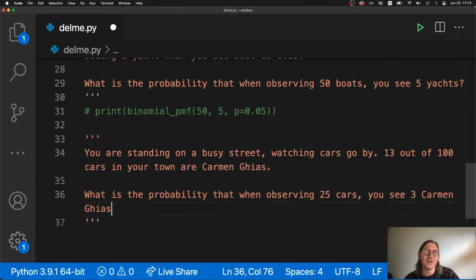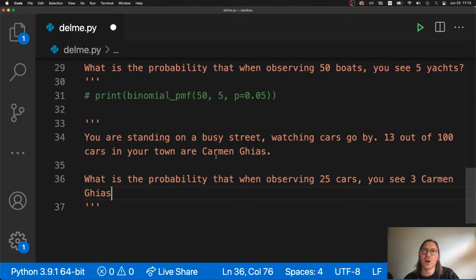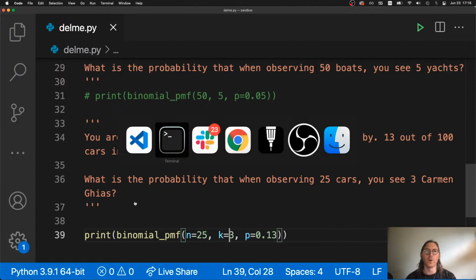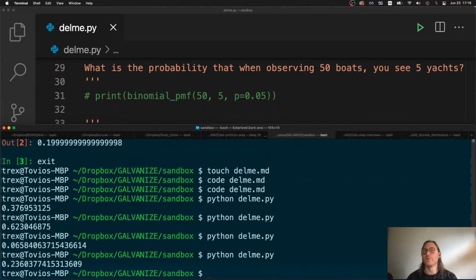We're going to make some assumptions here, that everyone is driving their Carmen Gias around all the time, but at the end of this, we're just going to plug some numbers in. So what is our n? Our n is going to be 25, the 25 cars that we are considering. Our k is 3. We want to know the probability of seeing 3. And our probability of any given car being a Carmen Gia is 0.13. That gets us an answer of 0.236.